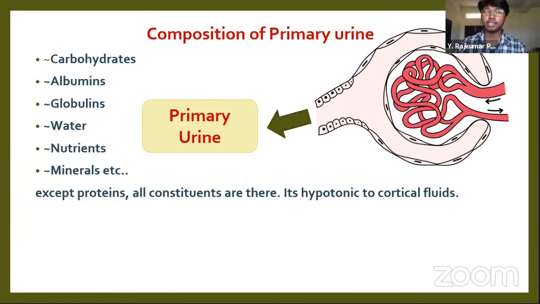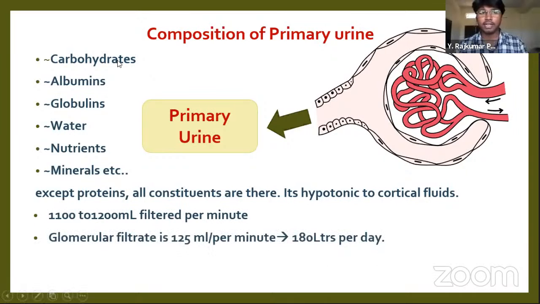So there are useful substances also in the primary urine, isn't it? You can see here, carbohydrates are useful for us. They produce some energy. Albumins and globulins are also important for us. Water is also required for the body to some extent. Nutrients are also required, and minerals are also required. So there are useful products and also harmful products in the primary urine. Creatinine, urea, and uric acid also get filtered by this glomerulus. So the primary urine contains useful substances and also harmful substances.